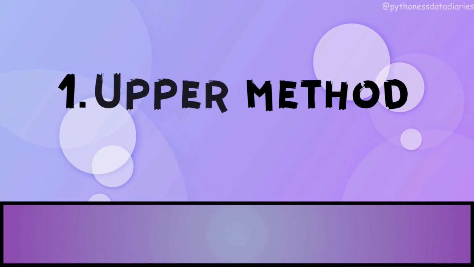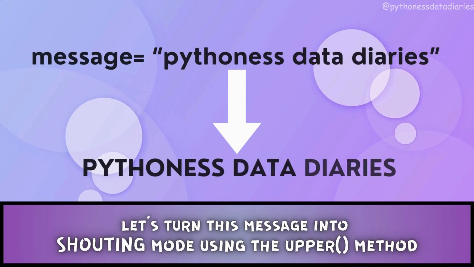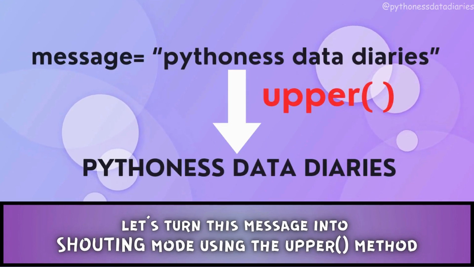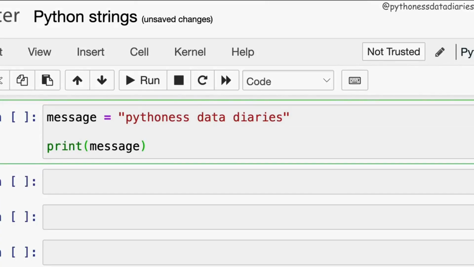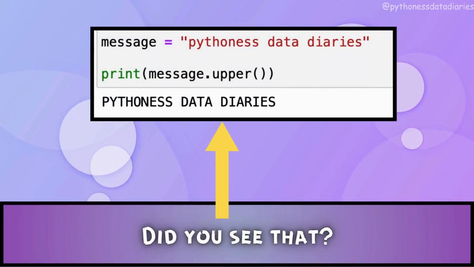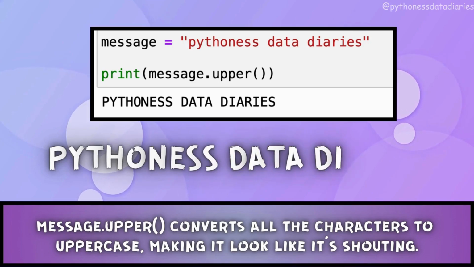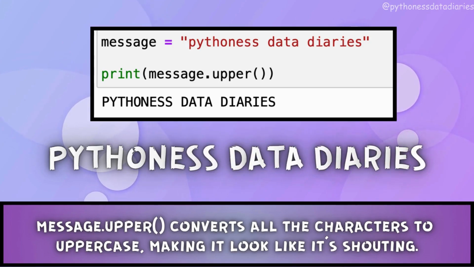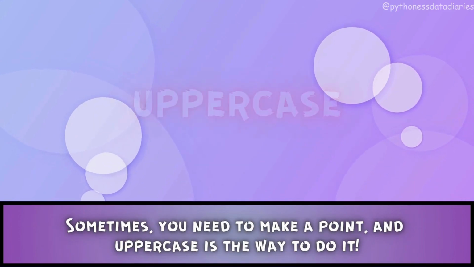First is upper method. Let's turn this string message into shouting mode using the upper method. The code is print inside parenthesis message dot upper method. Did you see that? Message dot upper method converts all the characters to uppercase, making it look like it's shouting. Well, sometimes you need to make a point and uppercase is the way to do it.